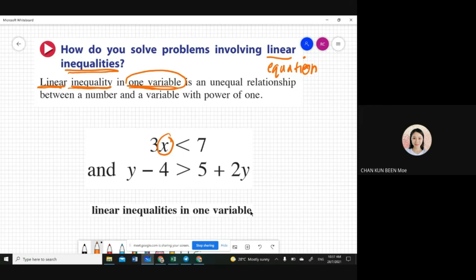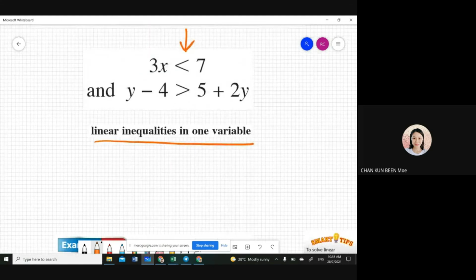If I change the symbol into an equal sign, what do you call this algebraic expression? You will call it a linear equation in one variable. So that's the difference. When I change the equal sign into an inequality like this, we call it a linear inequality in one variable. Okay? Now let's see.